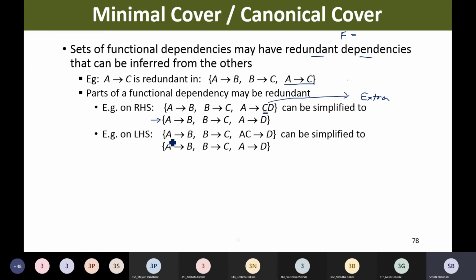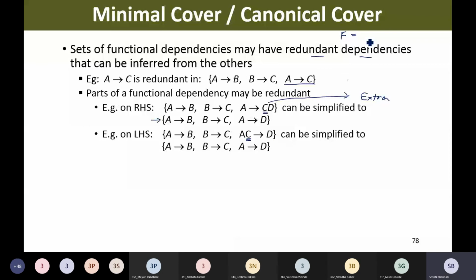Similarly, if we look at this set of functional dependencies A to B, B to C and AC to D, this set can be simplified as A to B, B to C and A to D. So here, on the left hand side of this functional dependency, the attribute C is extraneous. Even though we omit this attribute C, it is possible for us to derive this dependency AC to D.